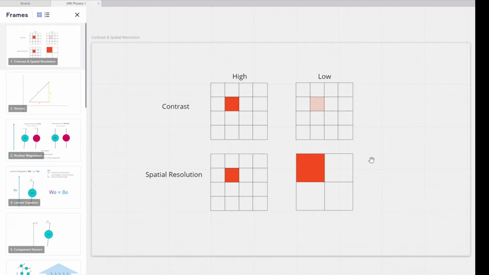And so contrast and spatial resolution, again, not unique to MRI, but when we start talking about the signal that we're going to generate and how we're going to acquire it, it's important to keep in mind that ultimately, for us to generate diagnostic images, we need to be able to generate sufficient signal that has sufficient contrast and spatial resolution.